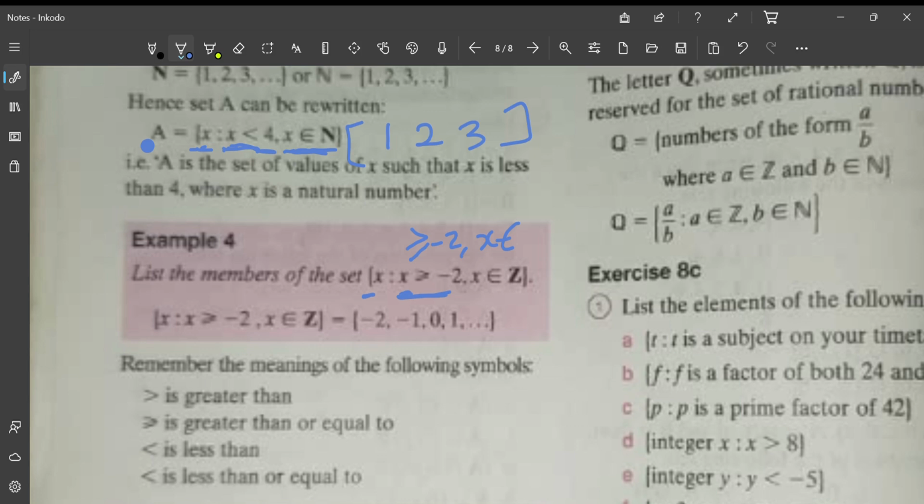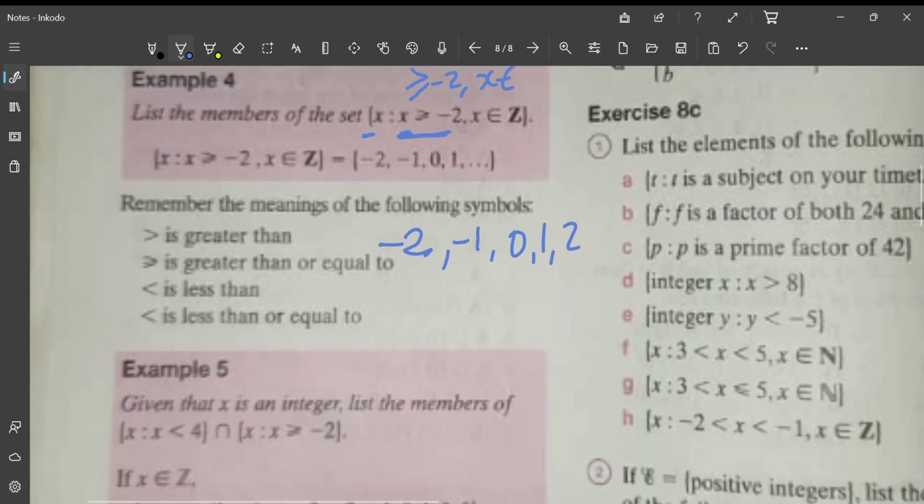So what is greater than or equal to -2? That means you start from -2 and you move forward. So you have -2. What is greater than -2? The next one will be -1. Then 0, 1, 2, just like that. So we use our understanding of what natural numbers or whole numbers are, the greater than sign, the less than sign. We use our understanding of those things to populate the elements of a set in set builder notation.